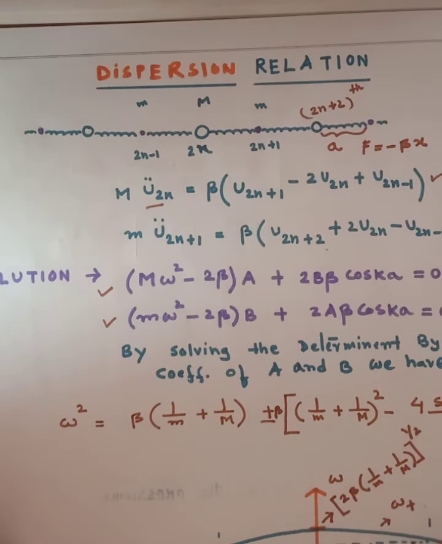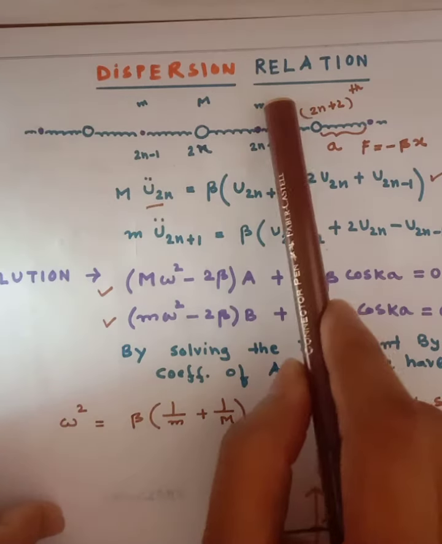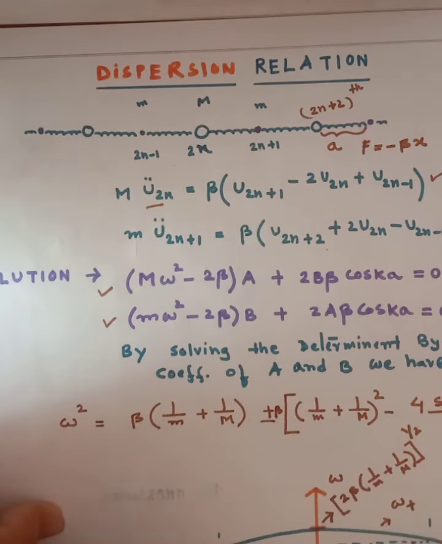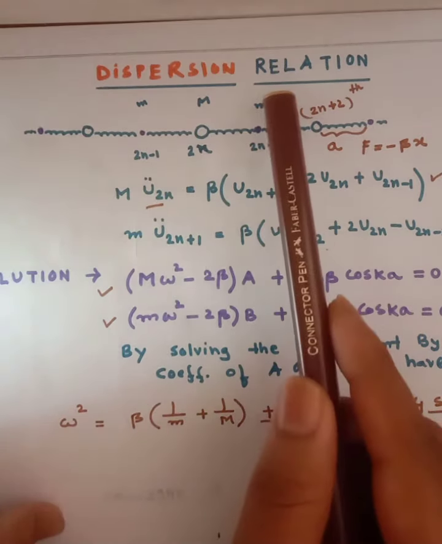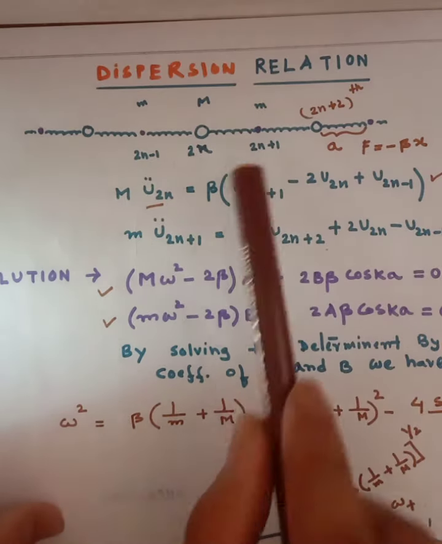Hi everyone. In this video, I shall give an intuitive idea about the dispersion relation in a long array of diatomic linear lattice. In a diatomic lattice, we have assumed that we have two atoms. One has mass capital M and the other has mass small m. We have designated mass capital M as 2n and mass small m as 2n plus 1.